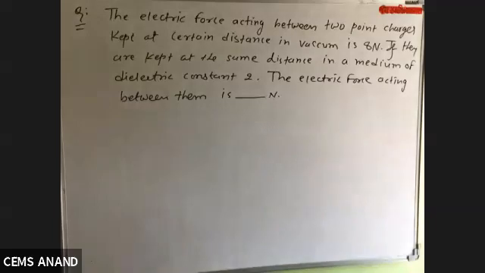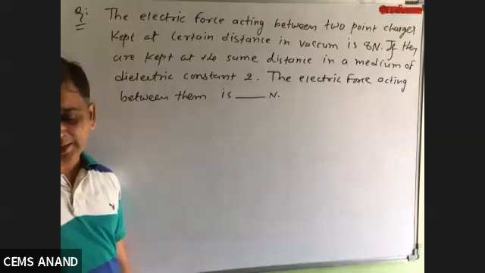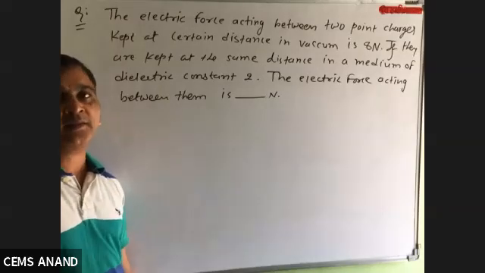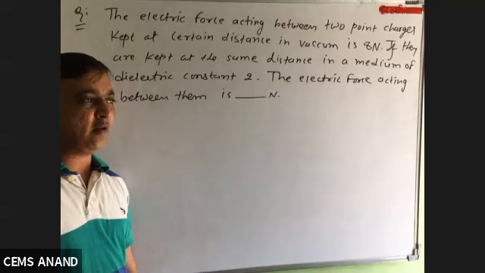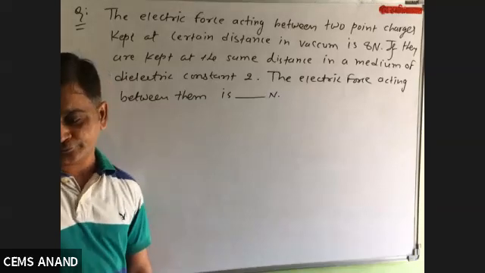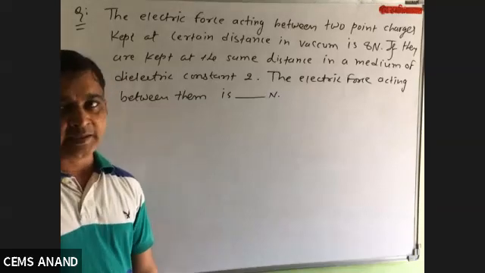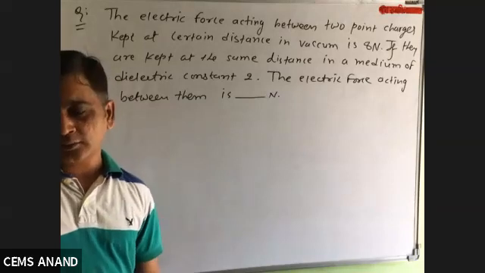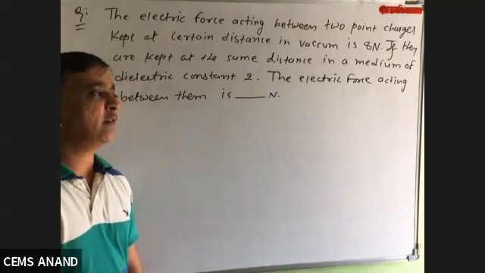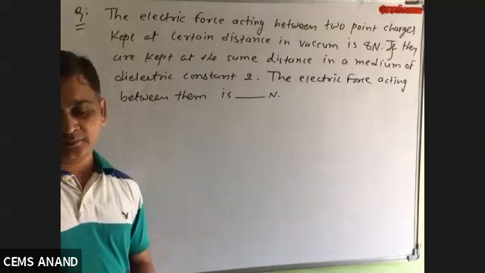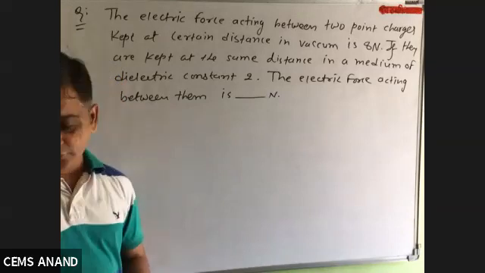Good morning friends. So let's summarize the previous topic we have discussed: 4 to 5 different types of numericals based on Coulomb's law yesterday. Still we have a few more types remaining from the same topic.